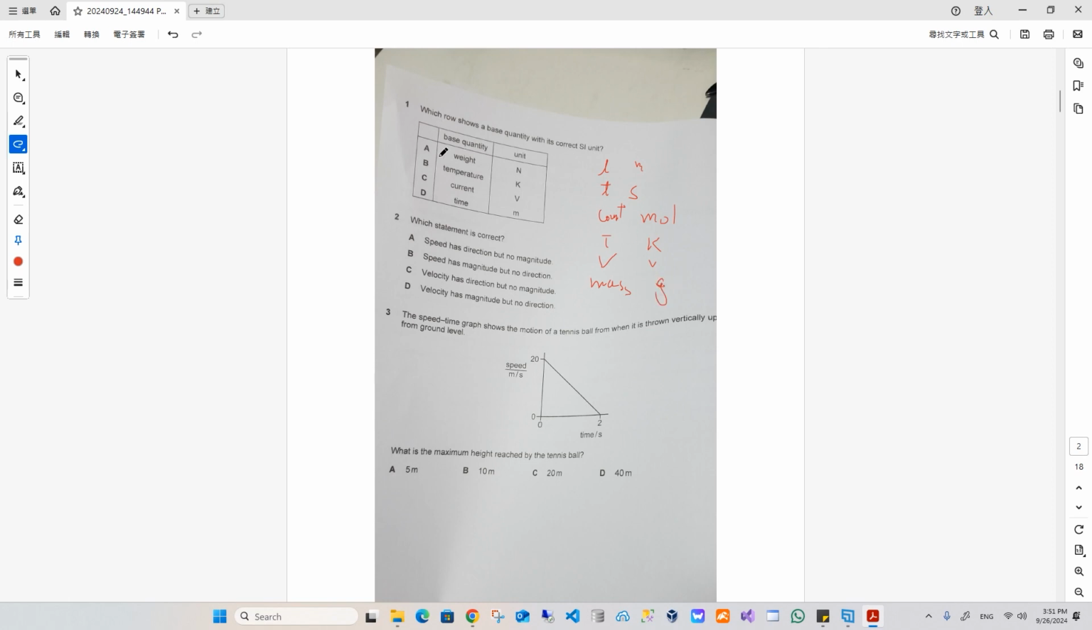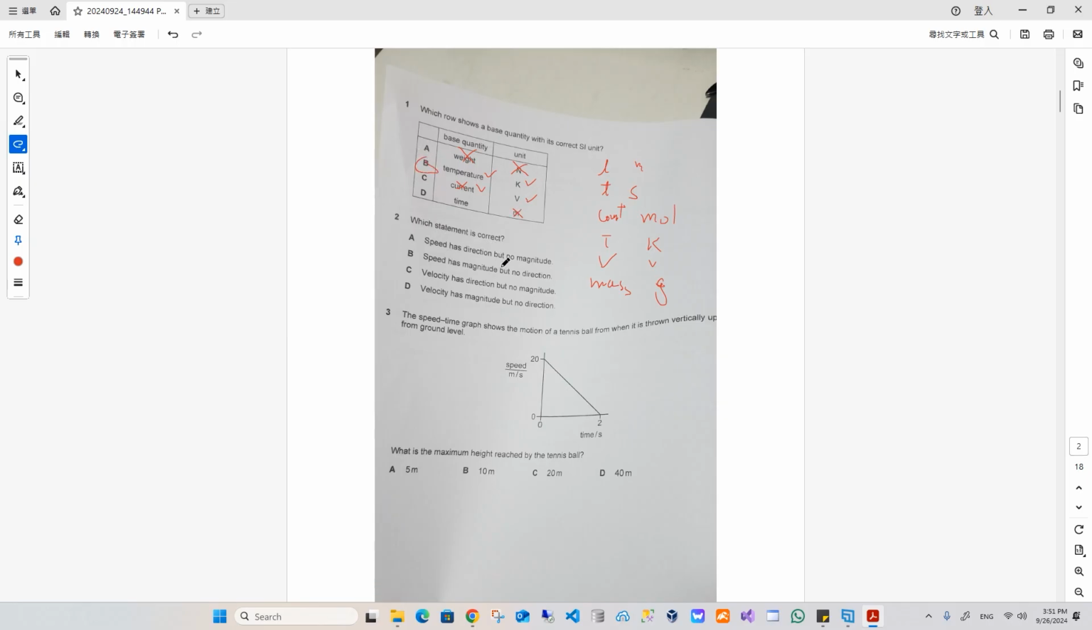Okay, so here this is the answer. Base quantity: weight is not a base quantity. We have the mass. And this is not an SI unit for any quantity either. So both are wrong. Temperature, correct. We use Kelvin, correct. Current, we don't use current. We use potential difference or voltage. So V for voltage is correct. Time we use second, so this is wrong. So only B is the answer.